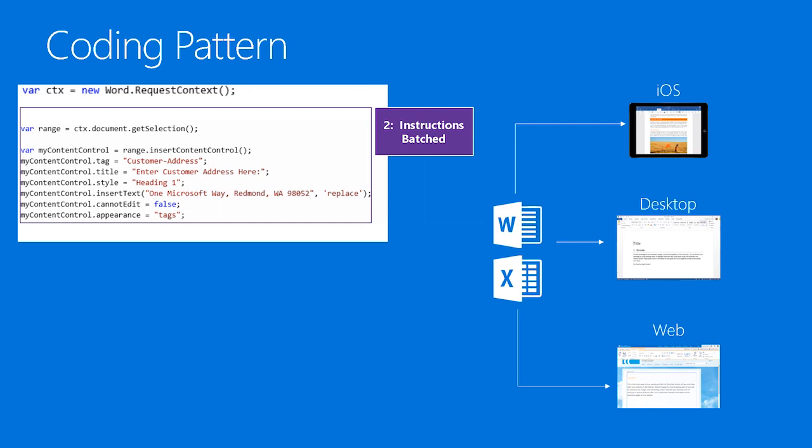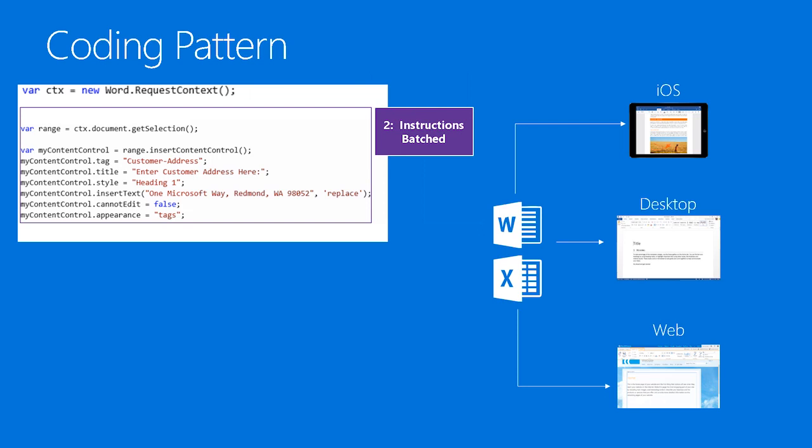So the idea here is that by using the context object, you can actually get the current selection of the document, which is returned as a range. And then on the range, you can actually insert a content control. Once this content control is inserted, you can actually change the properties of it, for example the tag, title, style, and so on and so forth. And remember, these instructions are being batched, so they are not executed in the host until you call context.sync.